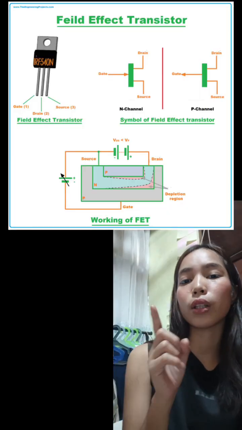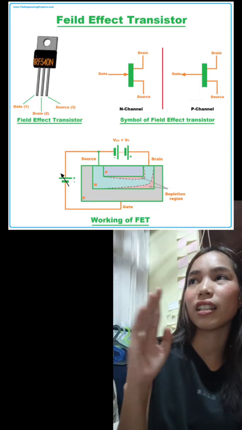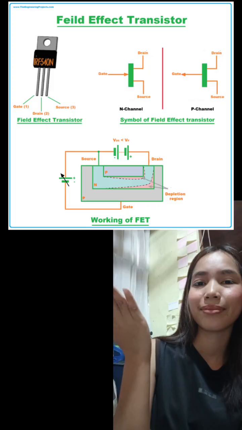So, similar to BJT, FET also has its own terminals. So, the first one is the gate, which controls the current flow. Second is the drain, where current exits. And the third one is the source, where current enters. So this is how it looks like. Yes. Now let us move on to the 5 types of field effect transistor.